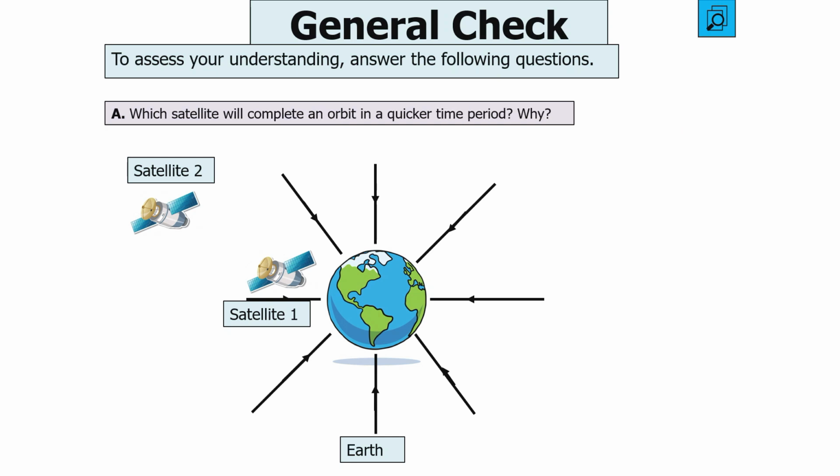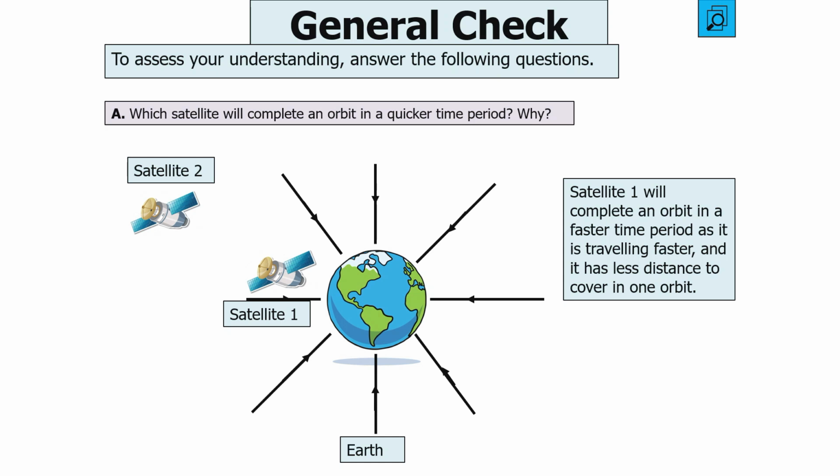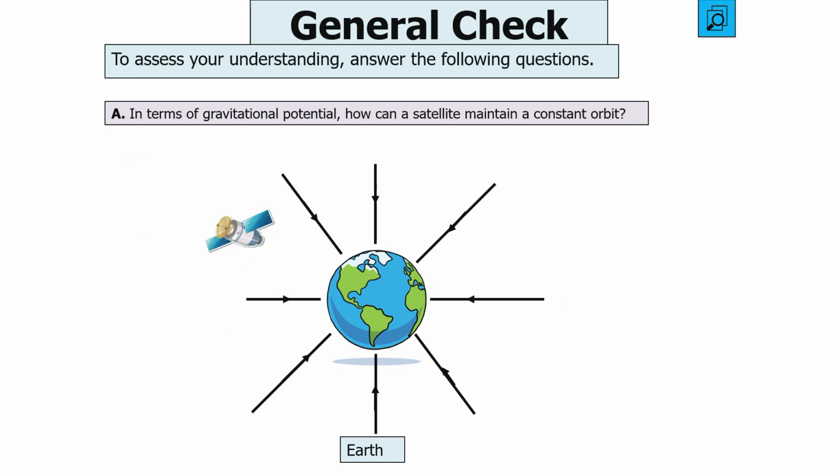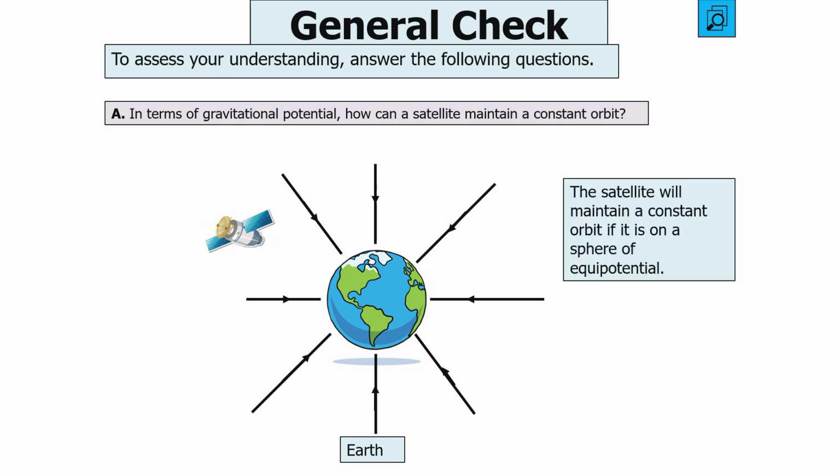Which satellite will complete an orbit in a quicker time period and why? Satellite 1 will complete an orbit in a faster time period as it's travelling faster, so has less distance to cover in one orbit. In terms of gravitational potential, how can a satellite maintain a constant orbit? The satellite will maintain a constant orbit if it's on a sphere of equipotential.